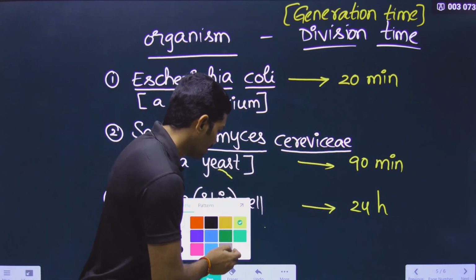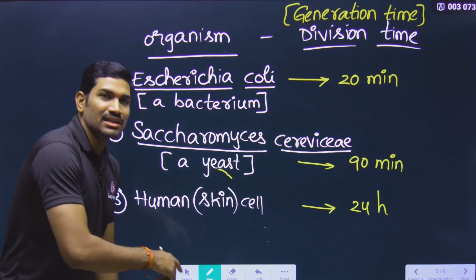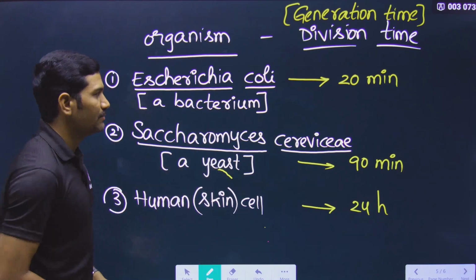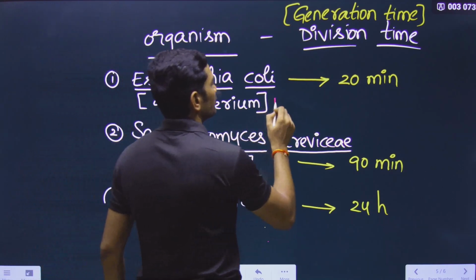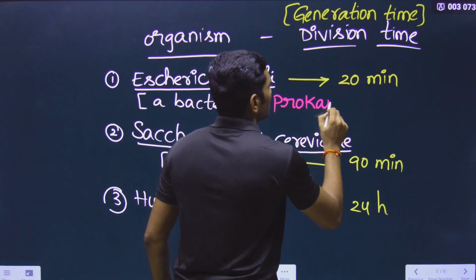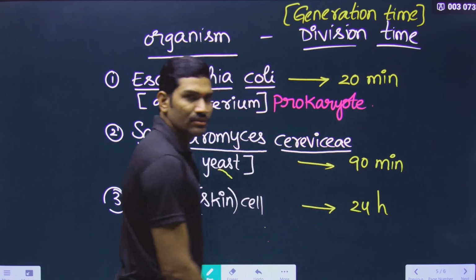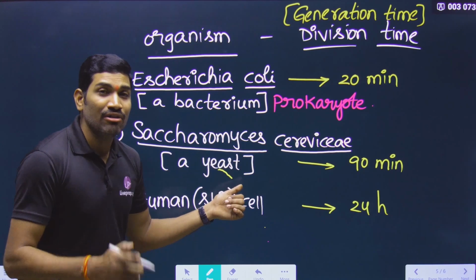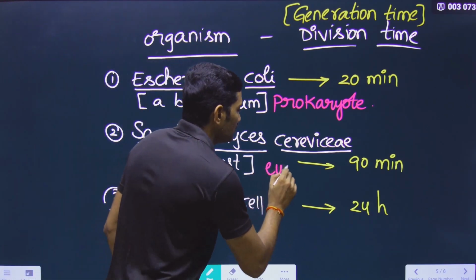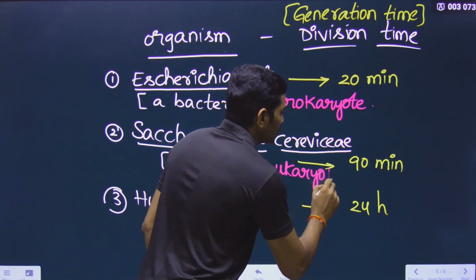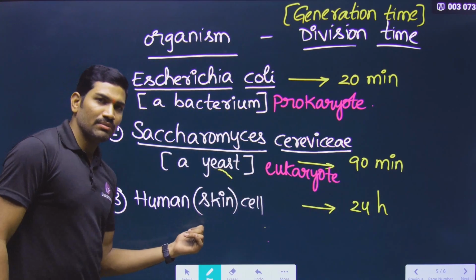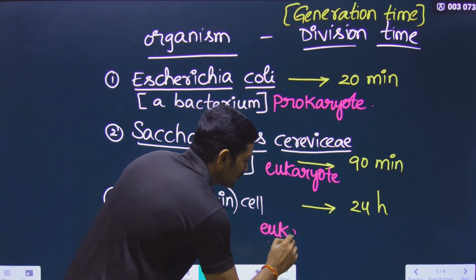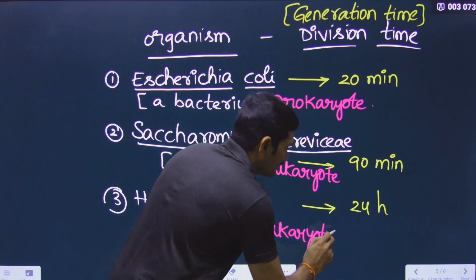Now the next point you need to understand is, out of these three examples, which one is prokaryote and which one is eukaryote? That is also important, because that is where we start comparing. Now Escherichia coli is a bacterium, so it is a prokaryote. And what about Saccharomyces cerevisiae, yeast? Yeast comes under fungus. Fungus means it is eukaryote. And the next one, human. Human means kingdom Animalia. Kingdom Animalia means once again it is eukaryote. This is the information.